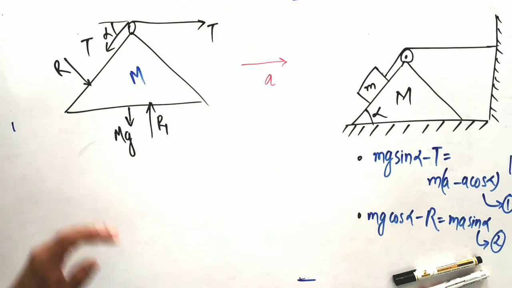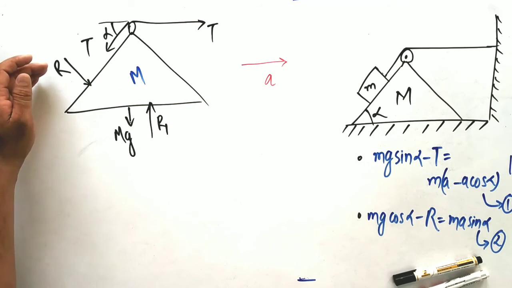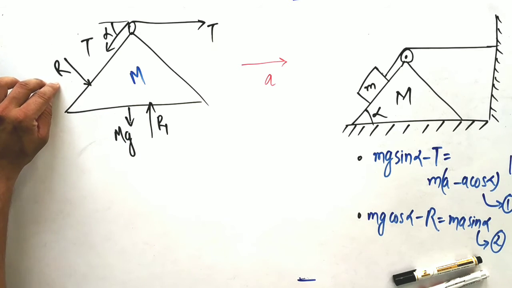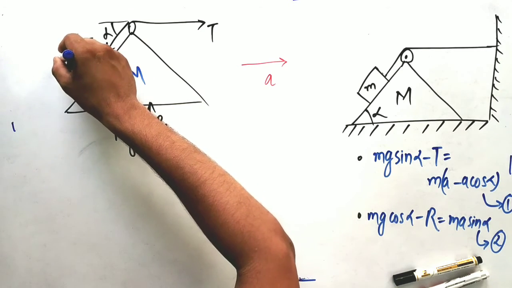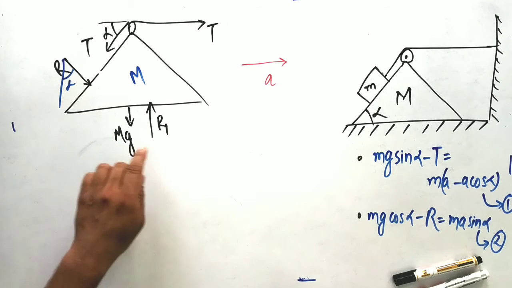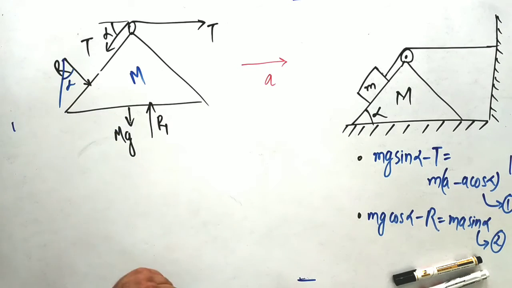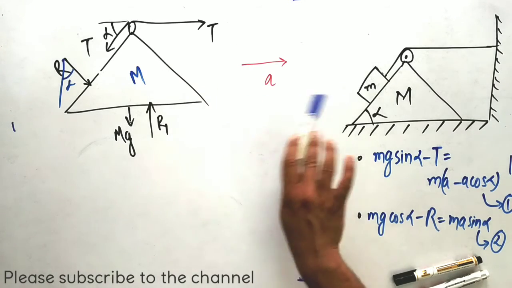Now we will talk about the wedge, capital M. The forces acting on it are the tension in this direction, the reaction which it applied on the small mass m, it's going to act in the opposite direction on it, R. This angle is alpha, Mg and R1. And it is moving in this direction with an acceleration A.